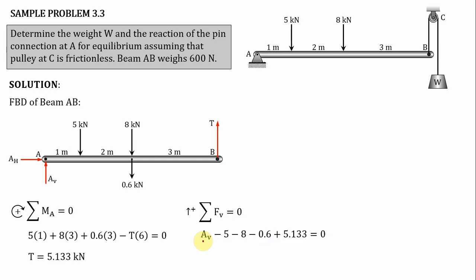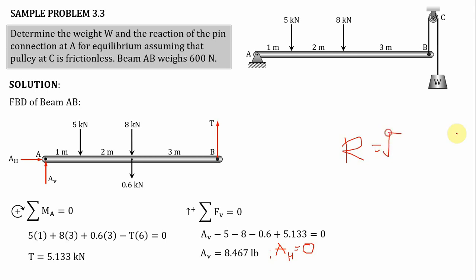Okay, so therefore, we can directly solve AB. Okay? So class AB is equal to 8.467 pounds. Okay? Class, we know that AH is 0. Nasolve na natin yung AH class. And AH is equal to 0. Okay? We can check the summation of horizontal force is equal to 0. Okay? And then class, yung reaction at A class is the resultant of the force component of the reaction of pin connection A.